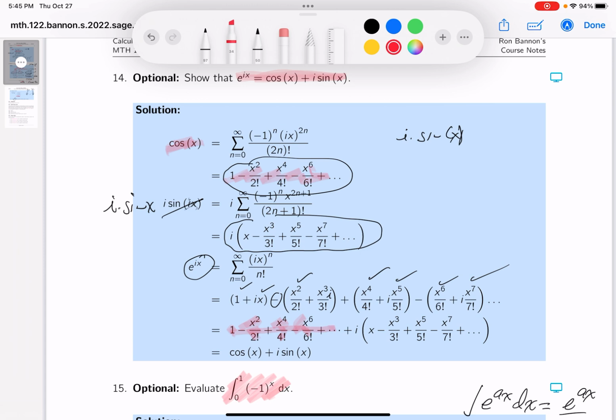And who is that guy? I recognize him as cosine. This guy, I factored the i out. And what am I seeing? x, let's see, minus x cubed over 3 factorial. By the way, the x is coming there. This is coming over here. And then the next one's going to be x^5. That's with the i. The next one's going to be this guy over here, so forth and so on. And I recognize that guy's sine. So it's i sine. So we've derived the formula.